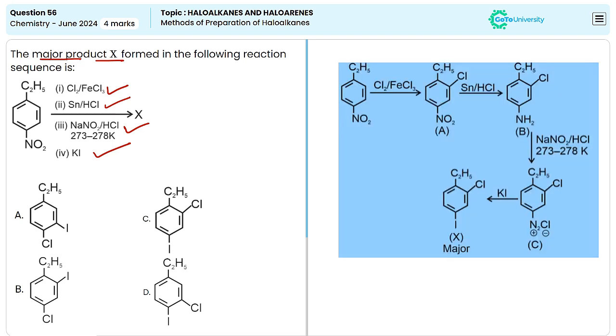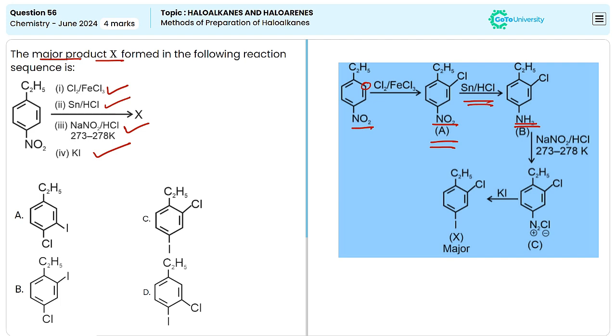In the starting of the reaction, the reagent is treated with chlorine and ferric chloride. Here, the hydrogen atom from this carbon atom will be substituted by chlorine to produce the product A. Now, this product A on reduction with tin and HCl, the nitro group will convert into an amino group. In the third step of the reaction, this compound B is reacting with sodium nitrite and HCl.